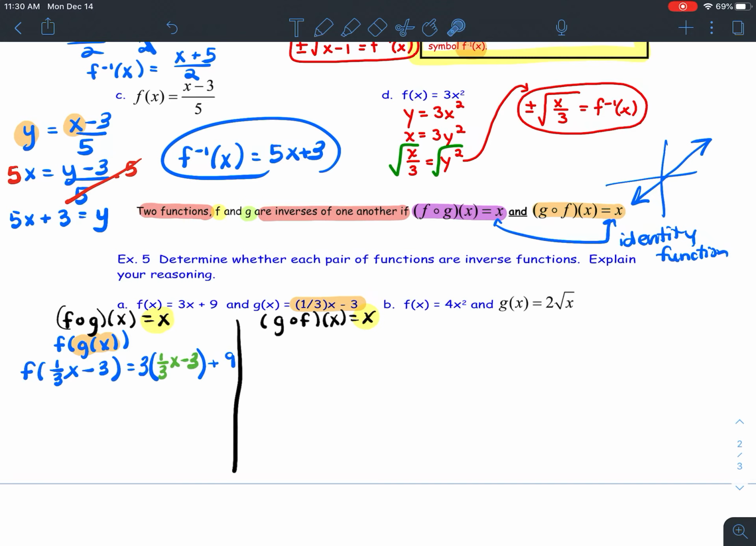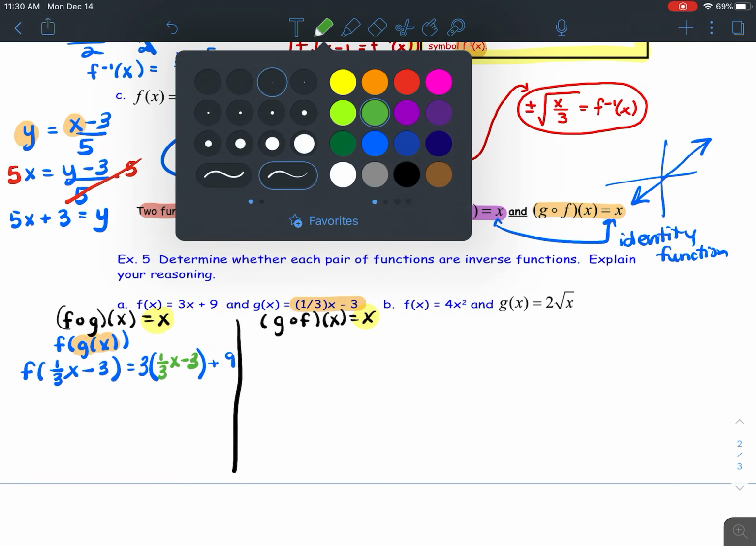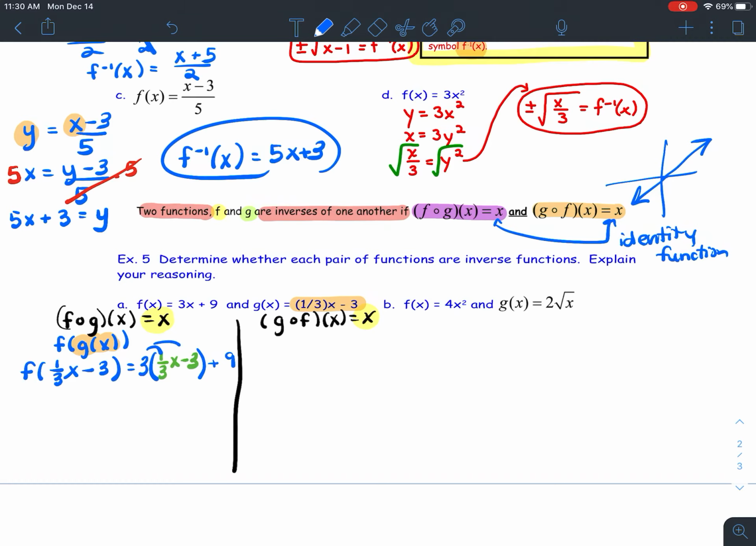Now, here's what should happen if these are inverses of each other. When I simplify all of this, it should all simplify down to just an x. Let's see if that works out this way. I'm distributing a 3. Okay, 3 times 1/3 will reduce to a 1, so I have 1x there, minus 9, and then I have this extra plus 9 that cancel each other out.